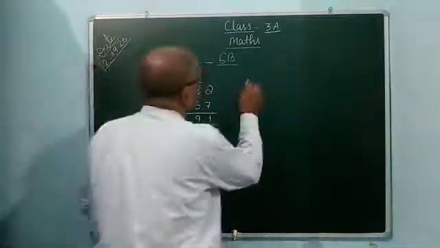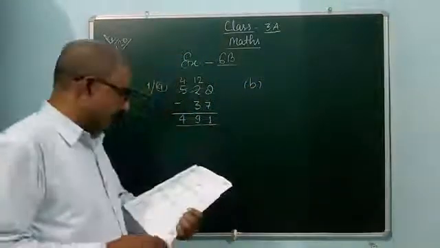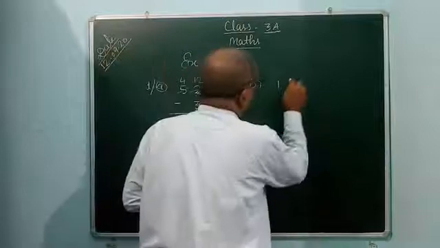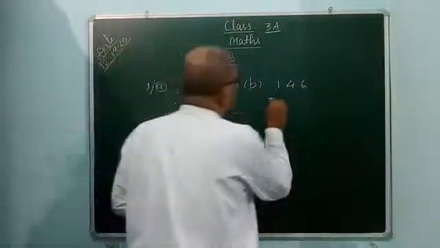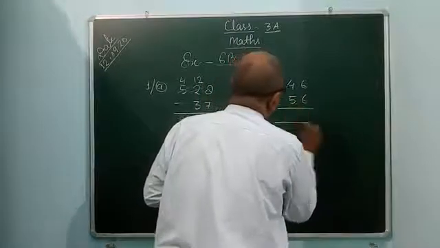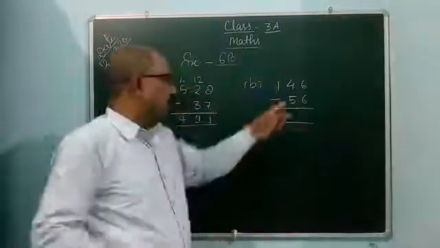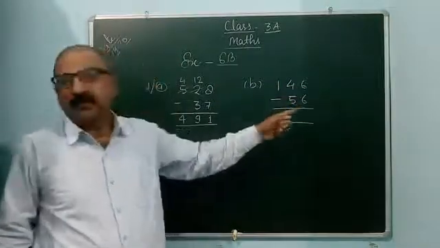B, 146 minus 56. You see both are equal, 6 and 6. So 6 minus 6, 0.